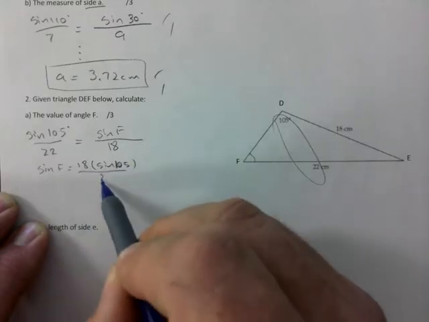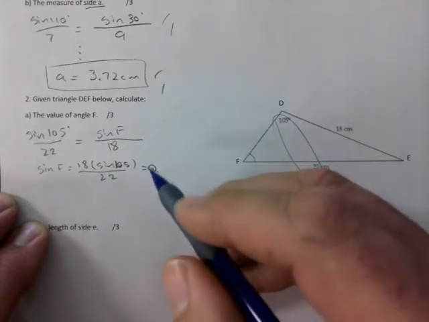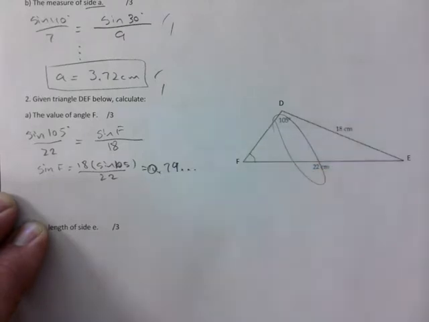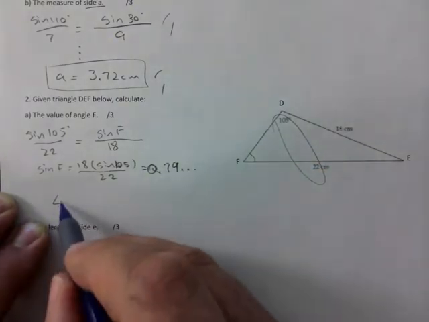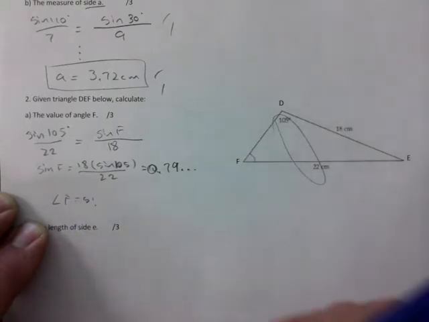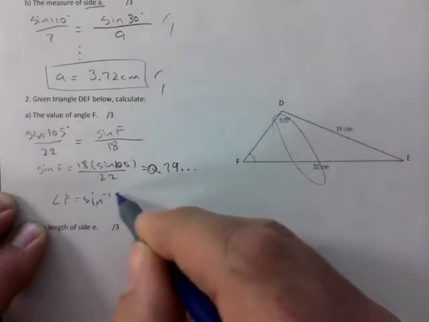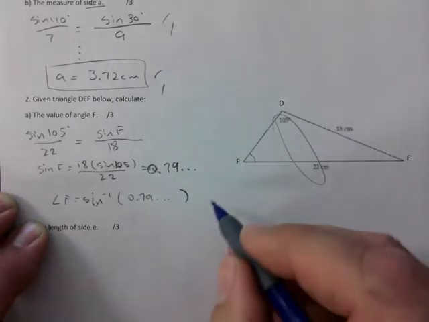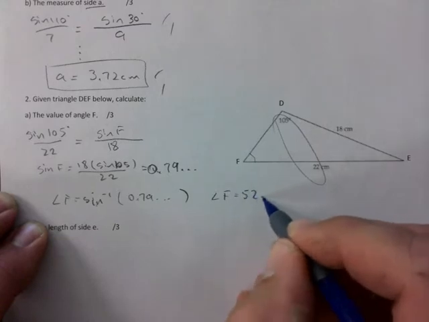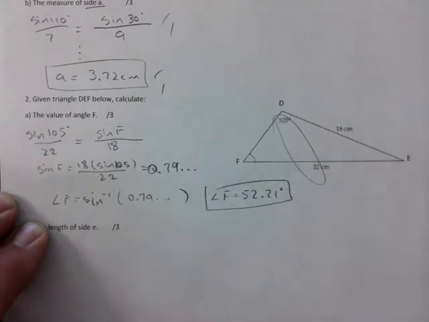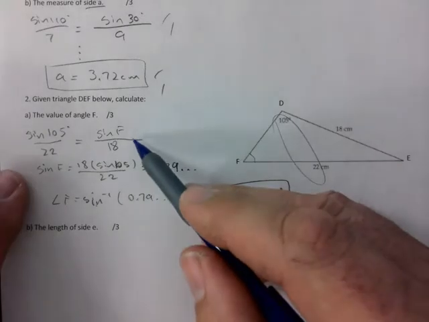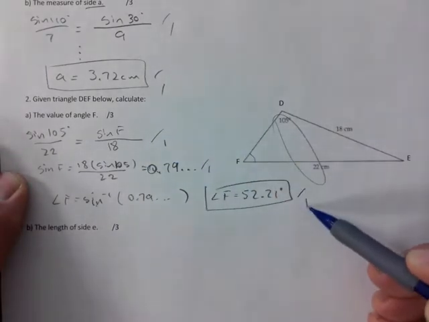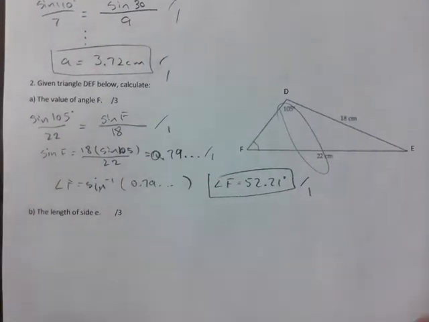105 divided by 22, you get 0.779..., right? This keeps on going. So angle F is sine inverse. I would like to see sine inverse of 0.779... You have that on your screen, and that's 52.21 degrees. So here we go. If you set it up with sine law, you get 1 mark. The work in between 1 mark, and correct final answer 1 mark. Okay.